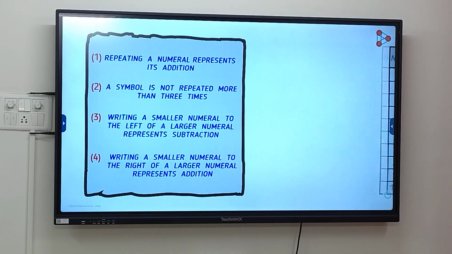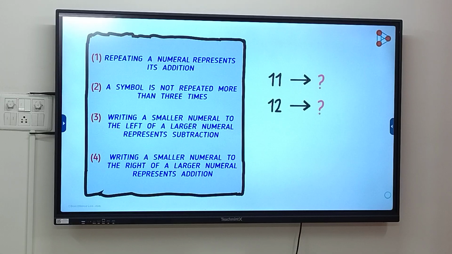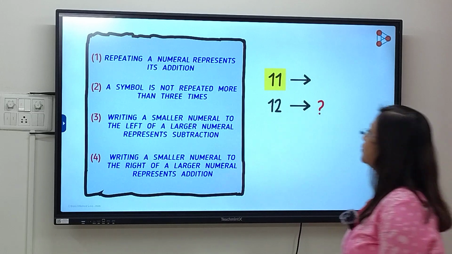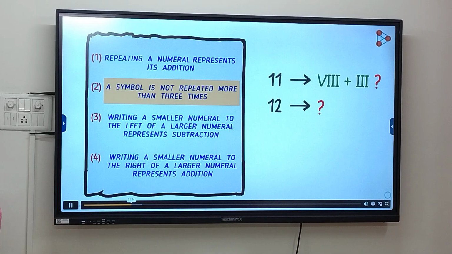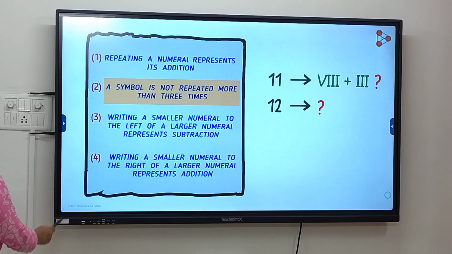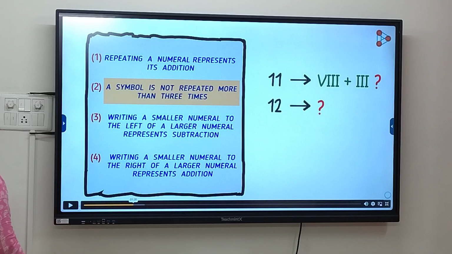Now let us see the Roman numerals 11 and 12. First we try writing the number 11 in the Roman numeral system. Can we write 11 as 8 plus 3? If yes, then how do we express it? Maybe like this. But wait, this cannot be done. Remember the second rule? A symbol can be repeated for a maximum of 3 times only. But there is another rule.